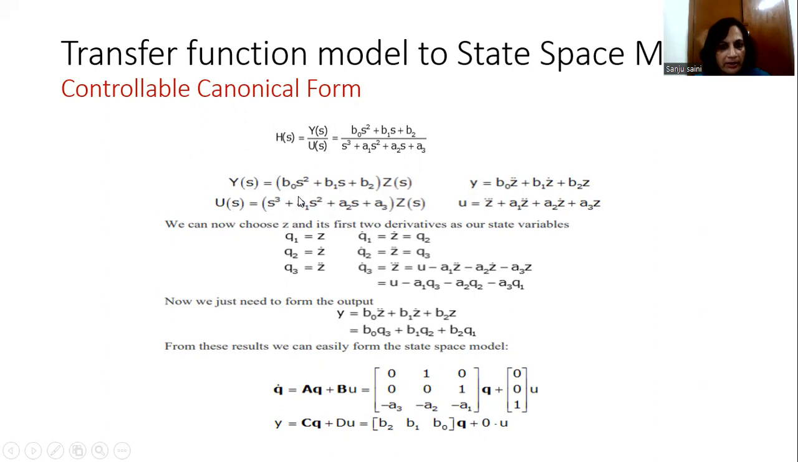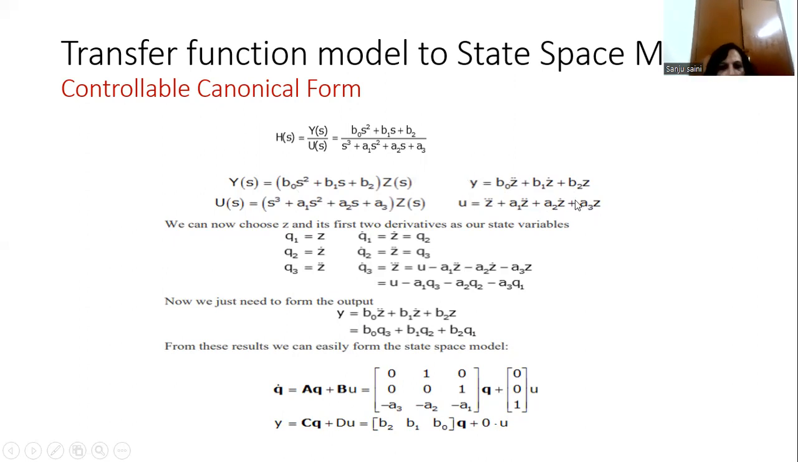From here we just multiply the numerator and denominator by Z(s), and we take the inverse Laplace transform. So we will get y is equal to b0 s squared Z(s), so it will be b0 z double dot plus b1 z dot plus b2 z. Similarly, u will become equal to this.